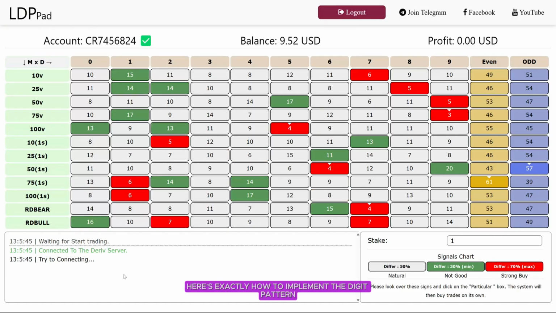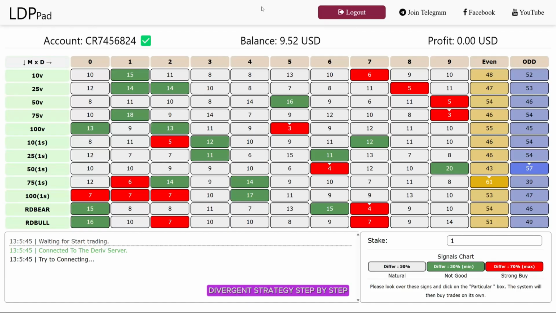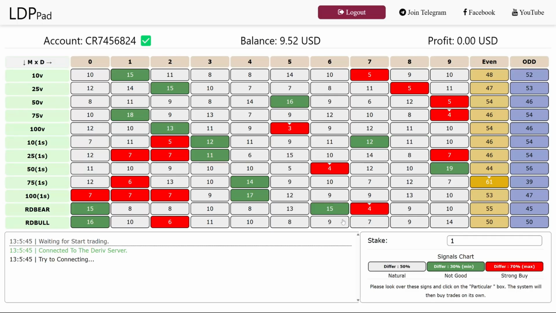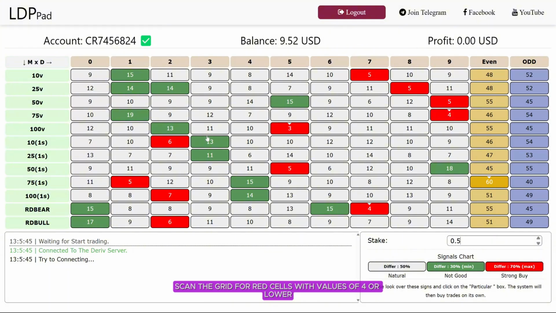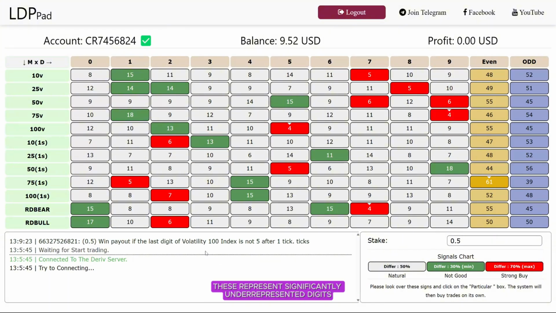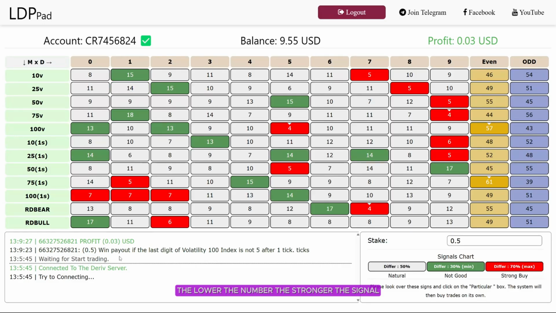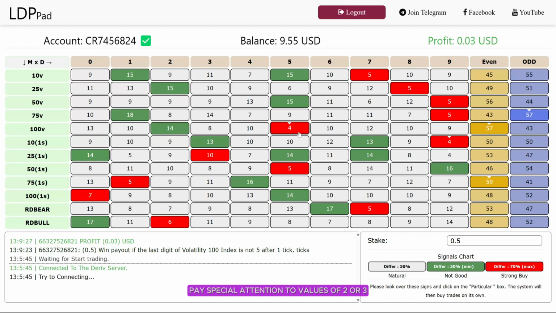Here's exactly how to implement the digit pattern divergence strategy step by step. First, scan the grid for red cells with values of 4 or lower. These represent significantly underrepresented digits. The lower the number, the stronger the signal. Pay special attention to values of 2 or 3, as these are particularly strong anomalies.